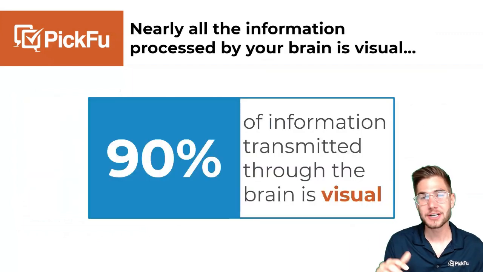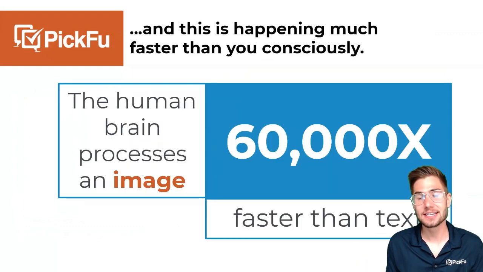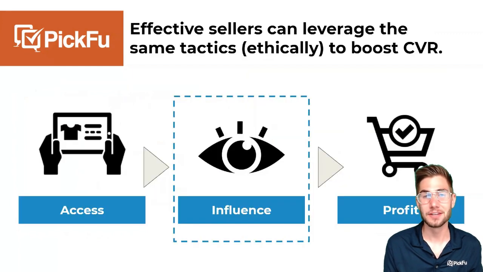Almost all of the information that's transmitted through the brain is visual. In fact, the brain is doing this so fast, faster than you can even consciously realize. The human brain is going to process an image 60,000 times faster than text.